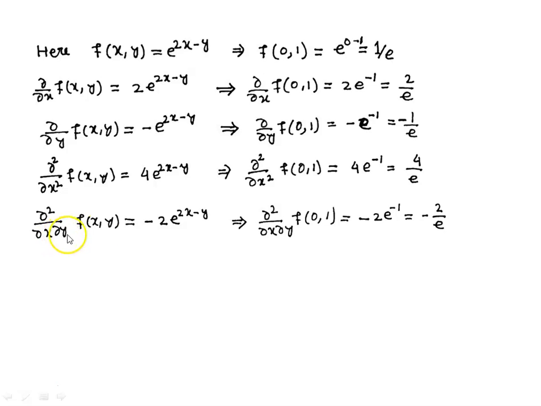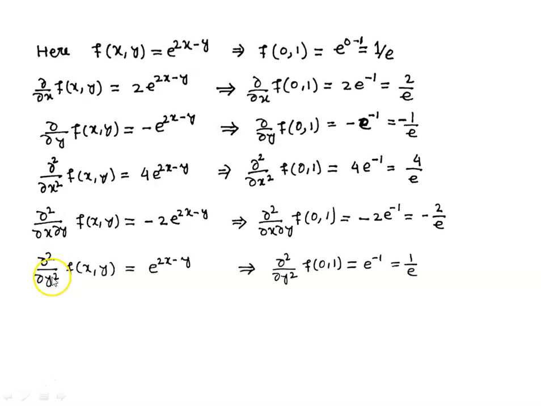∂²/∂x∂y of f(x,y) is −2e^(2x−y). That means we are differentiating ∂/∂y of f(x,y) with respect to x. Differentiating −e^(2x−y) with respect to x gives −e^(2x−y), and the derivative of 2x is 2, so we have −2e^(2x−y). At the point (0, 1), this becomes −2e^(−1), which is −2 divided by e.